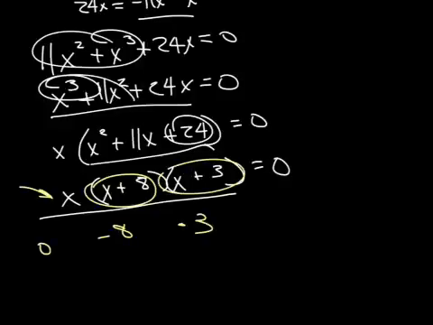So again, I'm looking at what I can put in for x to make this 0, or this 0, so that when I multiply them, doesn't matter what the other numbers are, if one of them is 0, we're going to get 0 for an answer.